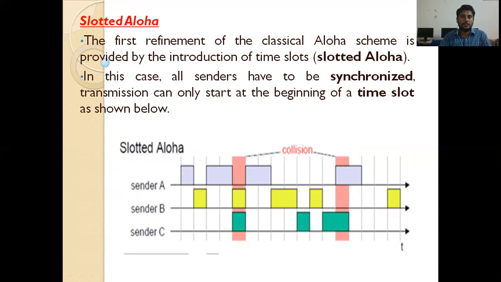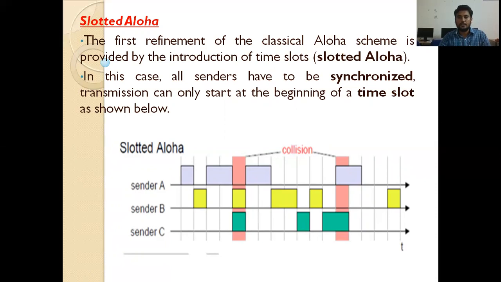As the name suggests, slotted means the time is divided into slots. The first refinement of the classical Aloha scheme is provided by the introduction of time slots. There are many problems in the classical Aloha, and to overcome those problems, the first refinement taken is slotted Aloha. In this case, all senders have to be synchronized. Transmission can only start at the beginning of a time slot.